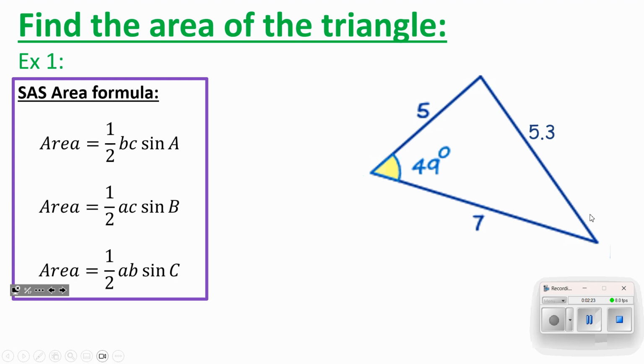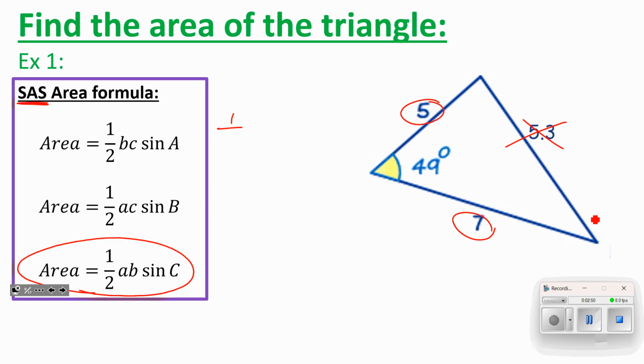In this diagram, I could technically use either equation, Heron's or the SAS area formula, but as I said, this is the one I want to focus on, and I can use this here because I know I have 2 sides and the angle between them. The angle between them is 49 degrees. The 2 sides that make that 49 degrees are 5 and 7, meaning 5.3 I do not need. The area formula is 1/2 times 5 times 7 times sine of 49 degrees.